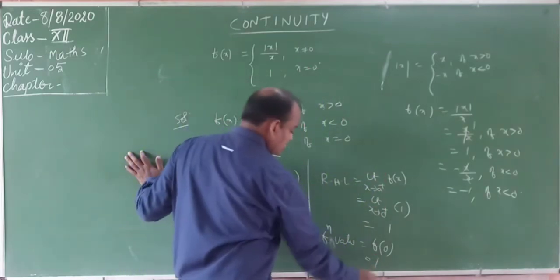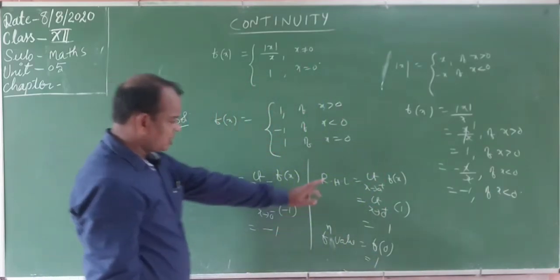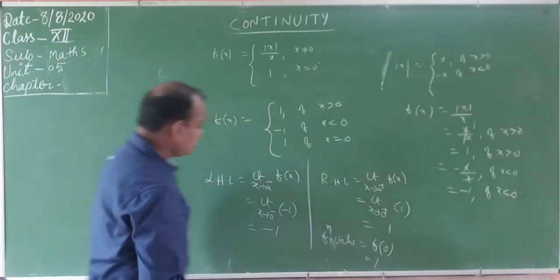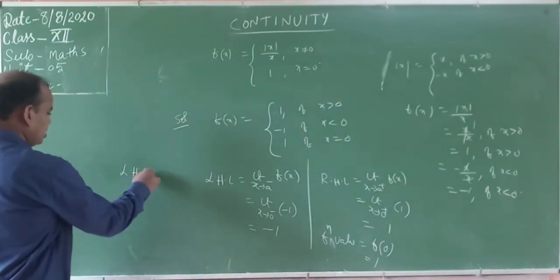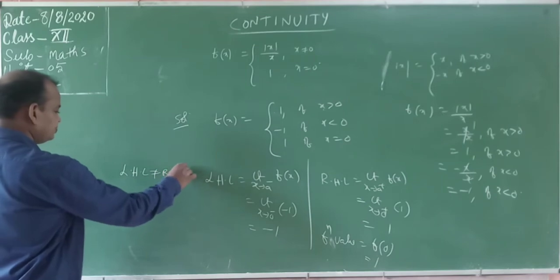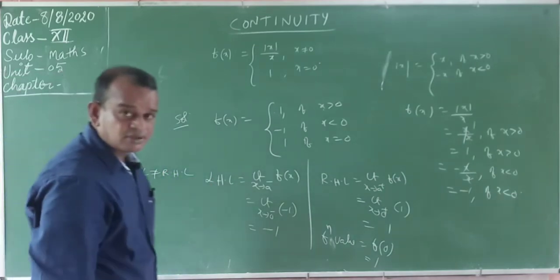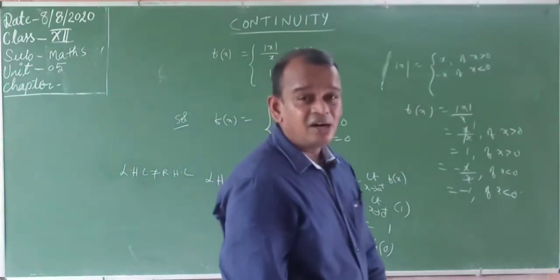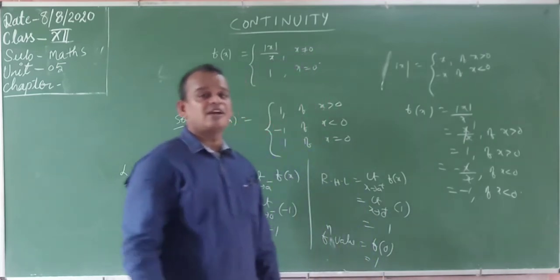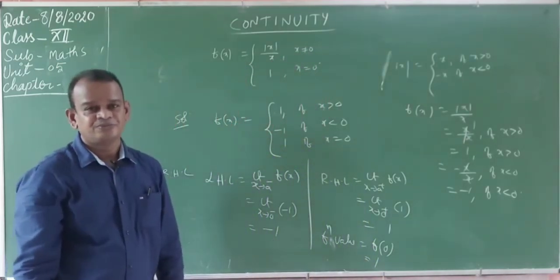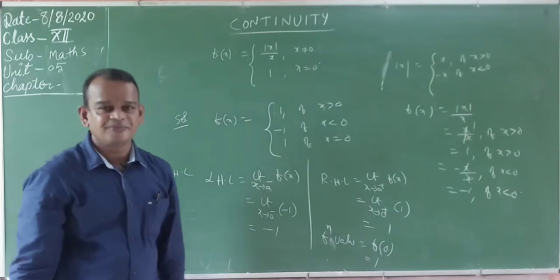1 is given. Observe that LHL is minus 1 and RHL is 1. Equal? Not equal. Therefore LHL is not equal to RHL. Therefore f of x is discontinuous at x is equal to 0. Discontinuous at x is equal to 0.